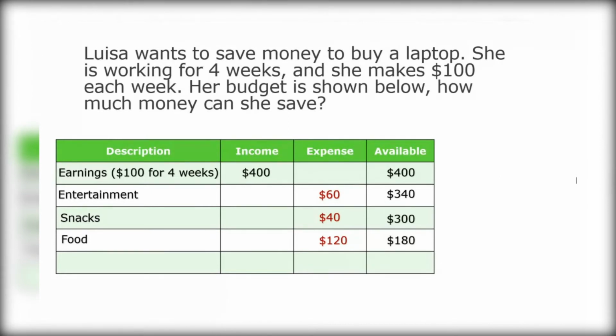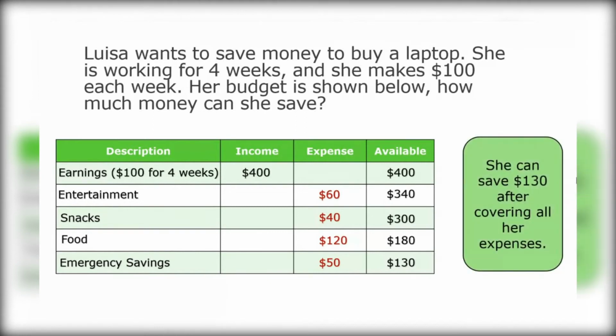$180 her available balance. And the last thing is that she has an emergency savings where she spends $50 in total. That brings her available balance to $130. So we can say that she can only save $130 after covering all her expenses.